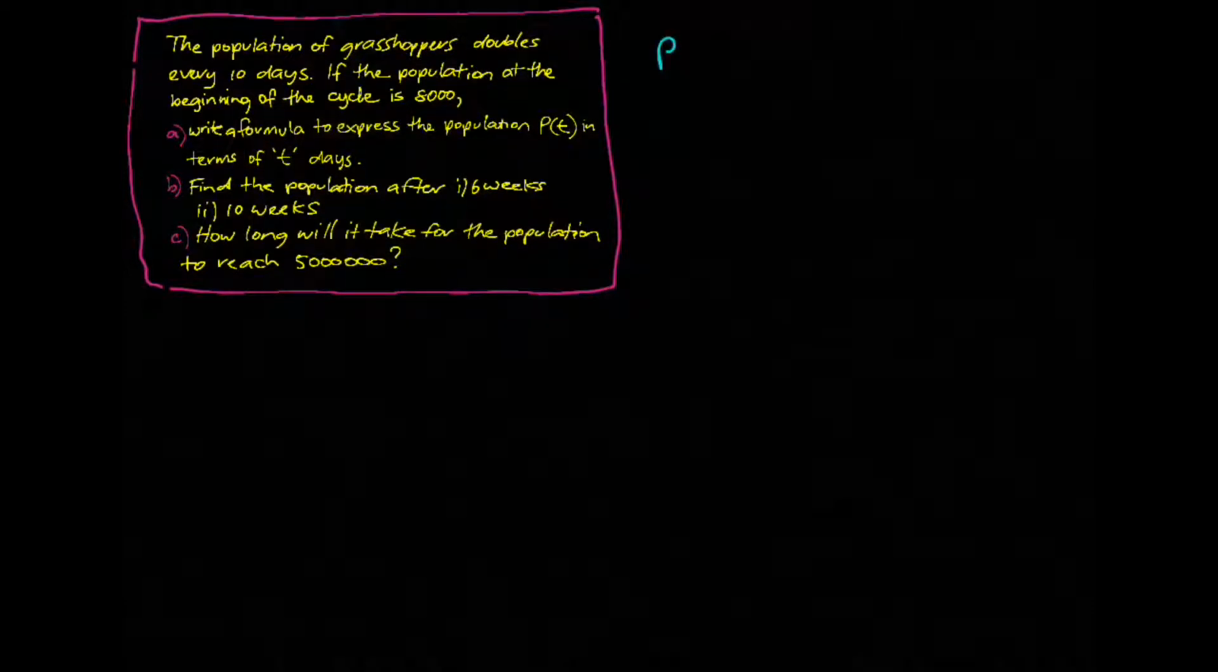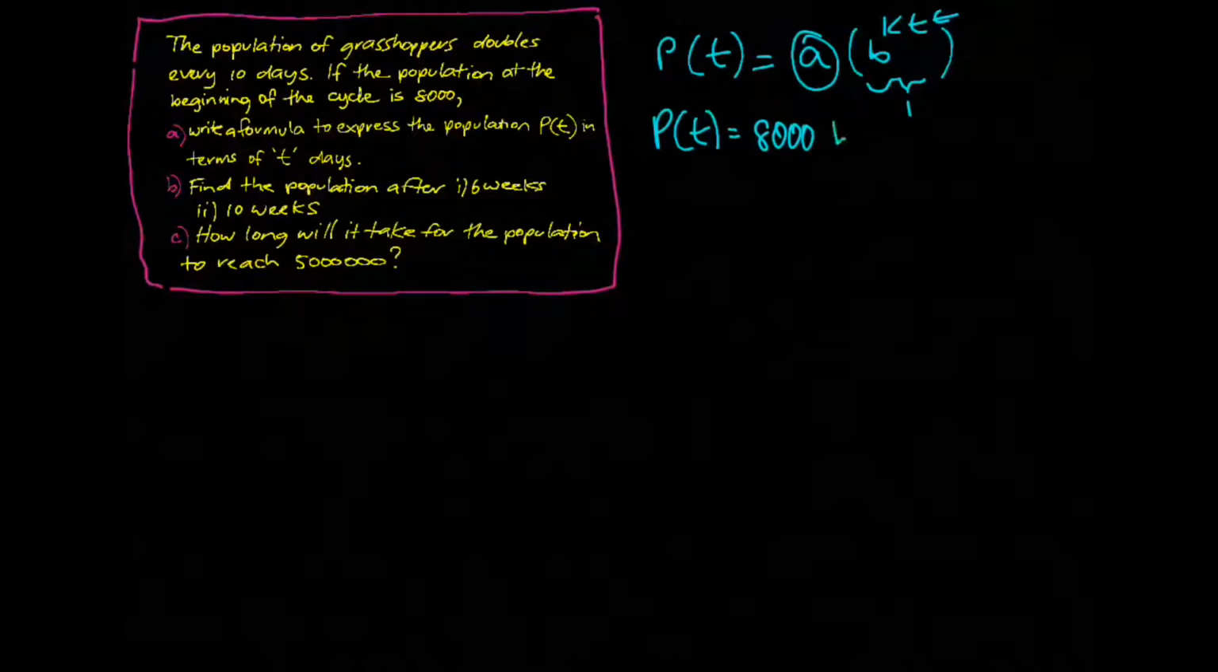Okay, so let's write P of t equals A b to the kt. Now firstly, when t equals 0, the population's 8,000, and we know that when t equals 0 here, this value becomes 1. So A must be 8,000. So P of t equals 8,000 b to the kt. Now how do we find b? Now the whole population doubles. So we're talking about doubling, multiplying 2 times 2 times 2 every 10 days. So b is actually 2.